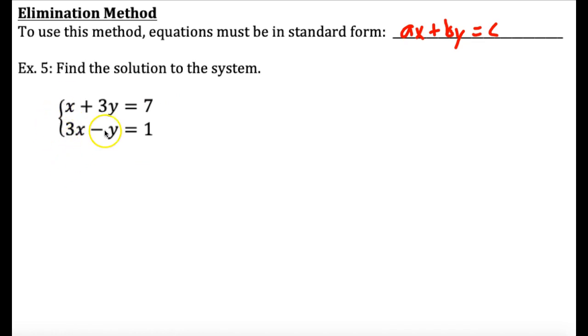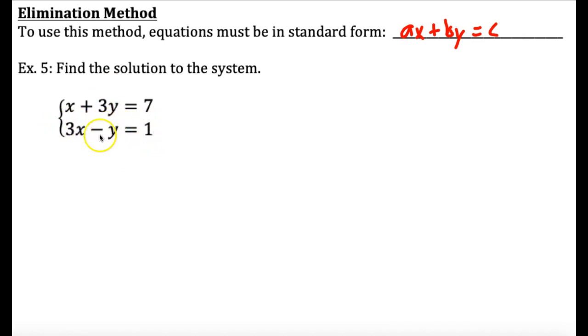I've got x and 3x, 3y and negative y. Neither of those would cancel out when I add them as is, so I'm going to have to multiply one of the equations by a constant. I'll choose the y's to eliminate. So I have to think about what number I need to multiply one of the equations by so that when I add them together, they'll cancel out.